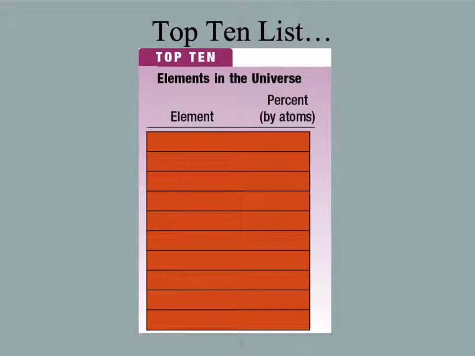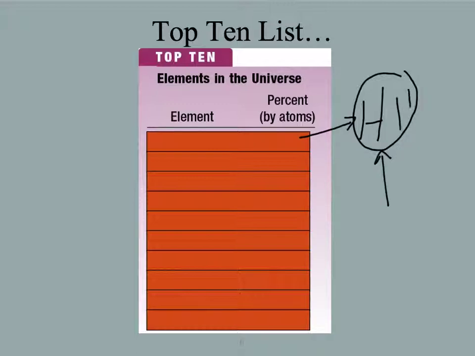If we were to line up the top 10 elements in the universe, by far the most common element is hydrogen. So hydrogen goes in this spot. And I would like you to know that. So if we look at the percent of atoms in the universe, hydrogen is the winner, hands down.